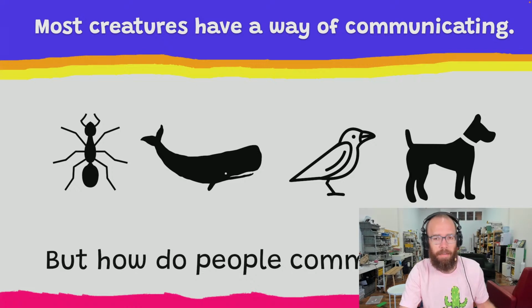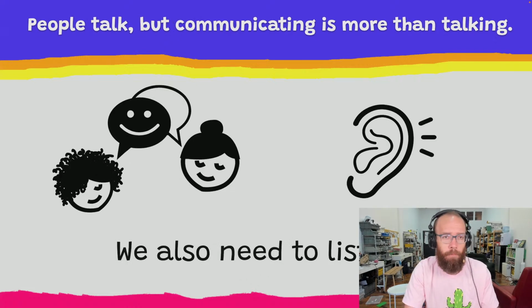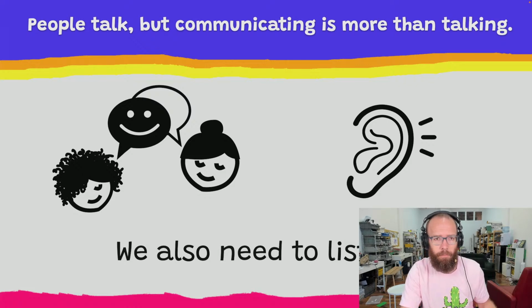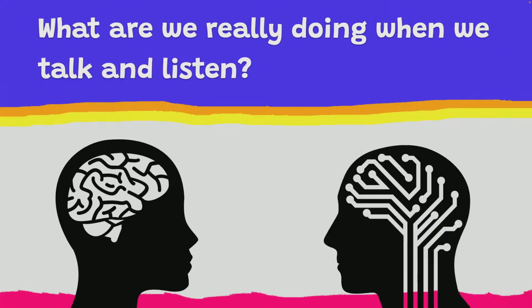But how do people communicate? Most people talk, but communicating is more than talking. We also need to listen. And people communicate in different languages as well. Maybe listening isn't enough because they're in a language that we don't understand. Not everyone talks and not everyone can hear, so it's important to bring that up in the class, that there are differences out there. And we're going to bring that up in a moment, but I'm going to diverge for a moment. So what are we really doing when we're talking and listening?